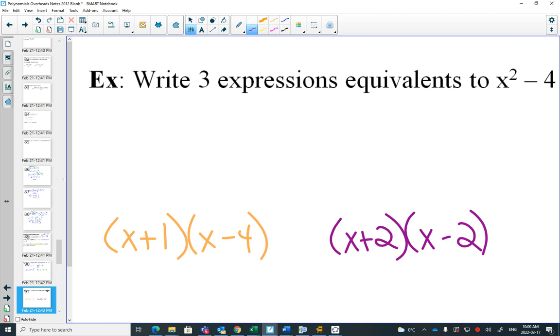The one on the board. What you got? Yes, yes. The orange one's right, the purple one's wrong. No. Ooh, I like it. We got an argument happening. No. Wait. X times x is x squared. Plus 2 plus negative 2 is negative 4. Yeah, but you told me I could find it.